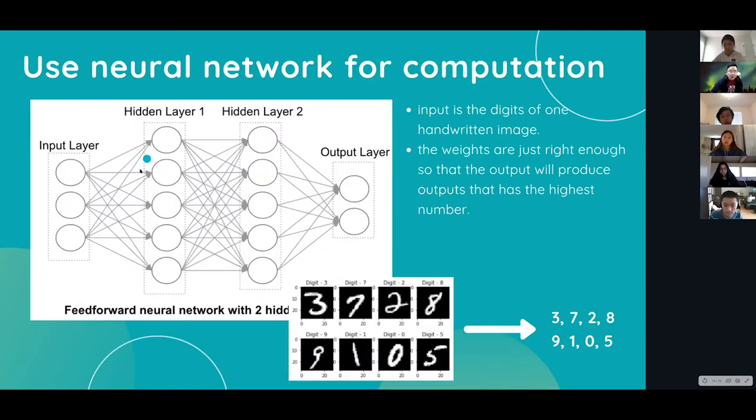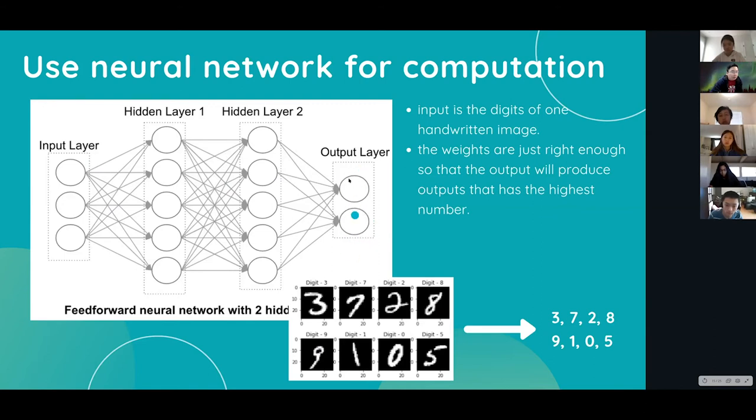And so the input is the handwritten digits, and the weights are just right enough so that the output here can essentially output the right digits. So for example, these images of 3728 will give you output as 3728. The important thing here, as you can see, are these weights. They have to be right enough. So you put whatever pixels in here and you will come up with the right number.